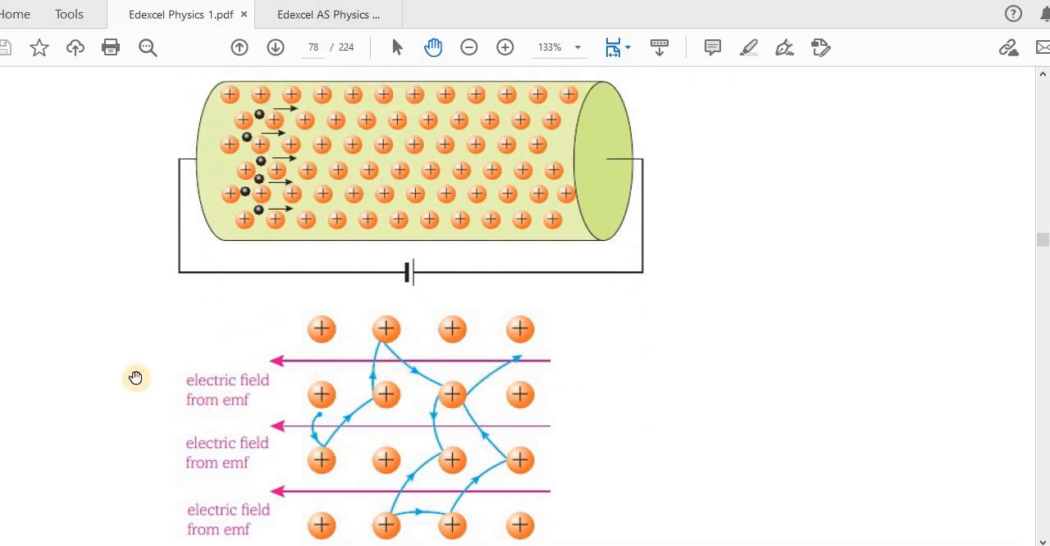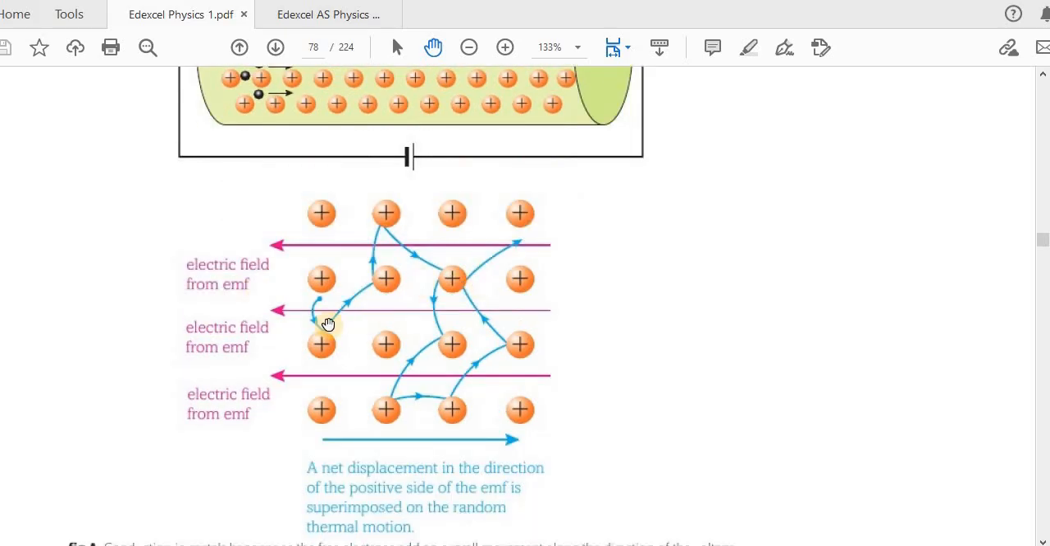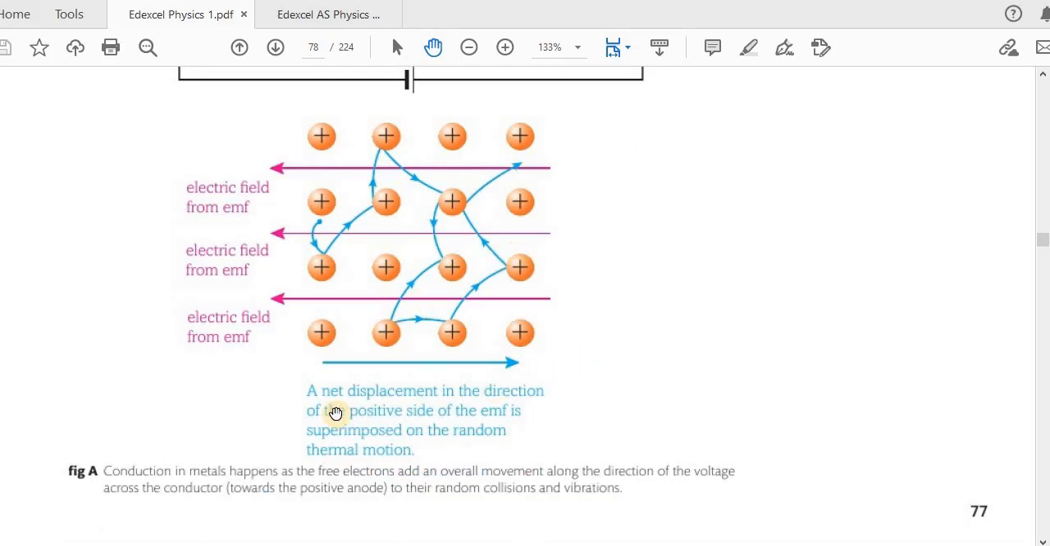It's shown here. You can see the direction of the electric field, like I said, is to the left, because it always points away from the positive plate, from positive to negative, like this. The electric field from the EMF is to the left. The purple lines indicate that. Then a net displacement in the direction of the positive side of the EMF is superimposed on the random thermal motion. So the electrons are moving.